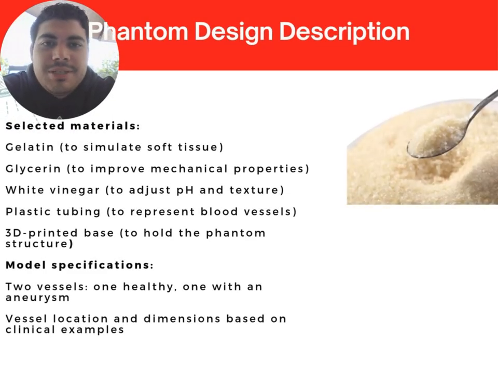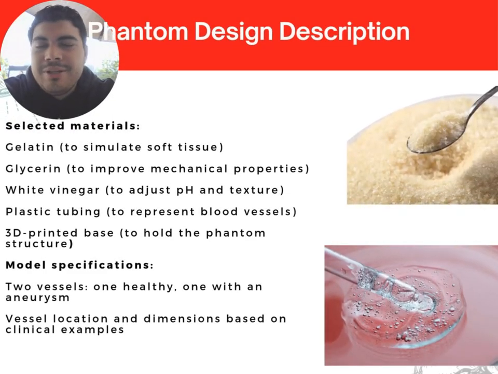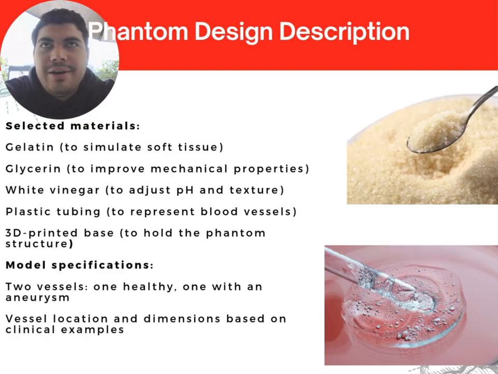So for the phantom design, we selected different materials in order to simulate the soft tissue the best way possible. In the selected materials, we selected the gelatin to simulate soft tissue. We selected glycerin to improve mechanical properties. We also selected the white vinegar to adjust the pH and the texture of the gel.